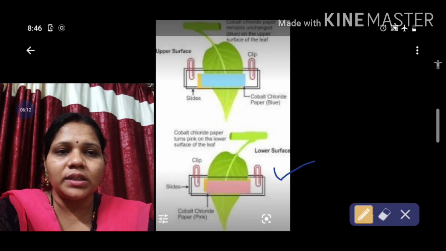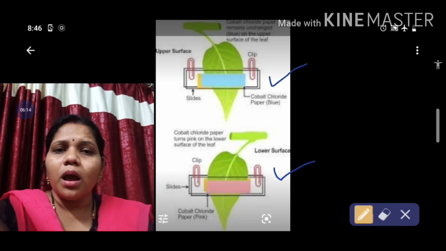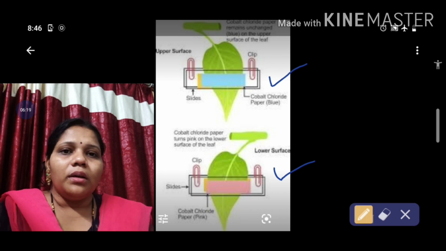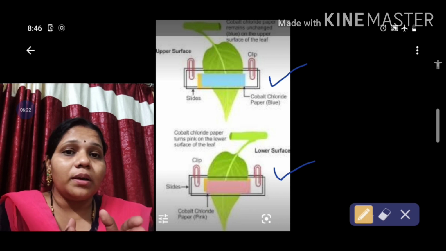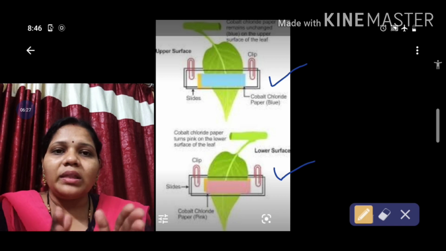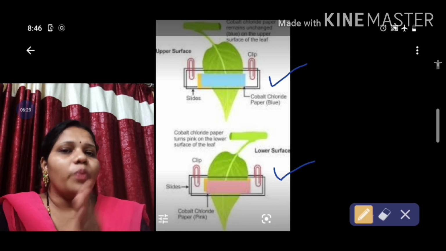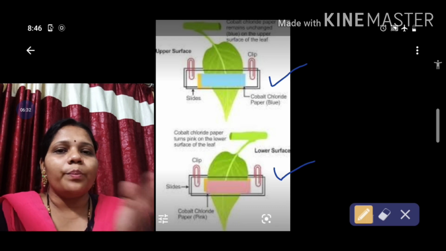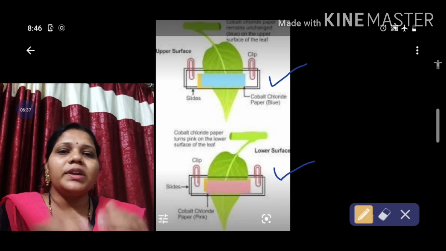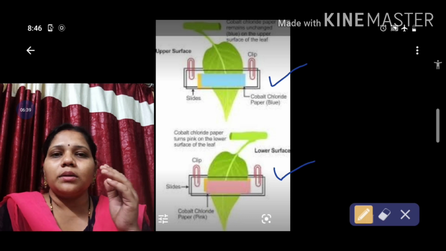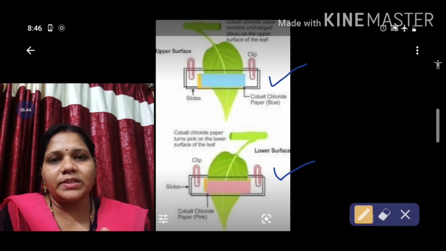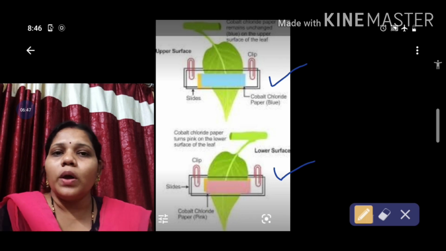Here we will place it in the lower surface, and here we will place it in the upper surface. After some time, what will we find? What is the main function of the cobalt chloride paper? When the cobalt chloride paper comes in contact with water, it will change its color from blue to pink. That's why after some time we will find that the cobalt chloride paper placed on the lower surface of the leaf turns pink.